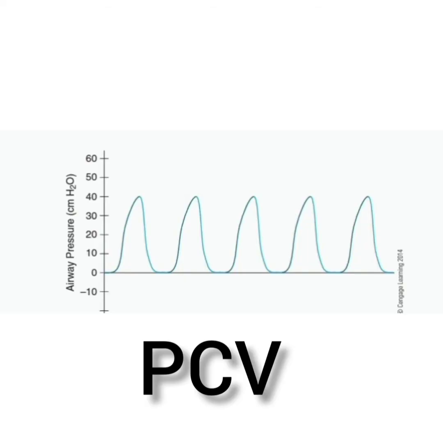Here we can see a graph of CMV mode. Here we can see that there are no patient efforts, so there is no negative deflection before any positive wave. And we can see that every breath has the same pressure value. That is, it is a pressure controlled continuous mandatory ventilation. CMV is a type of full ventilatory support to the patient. That is, the patient does not have any spontaneous respiratory efforts here.